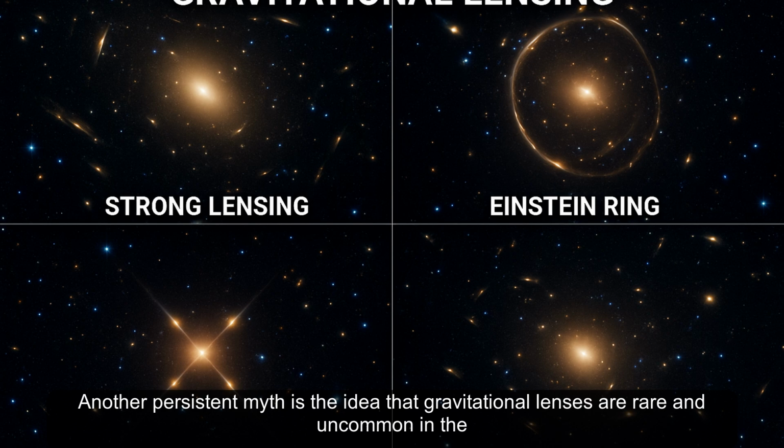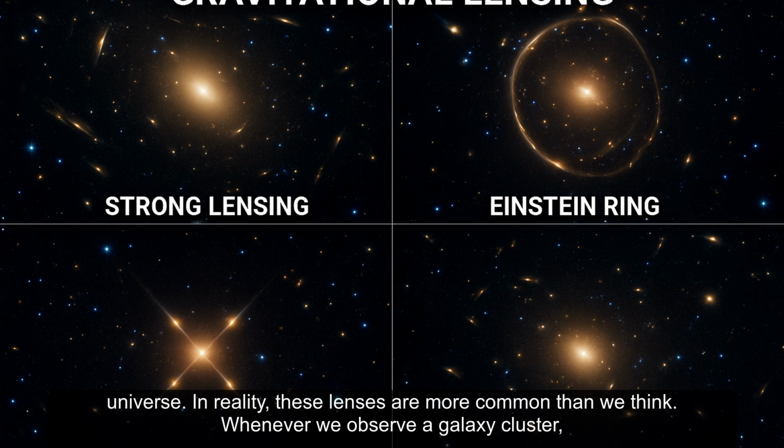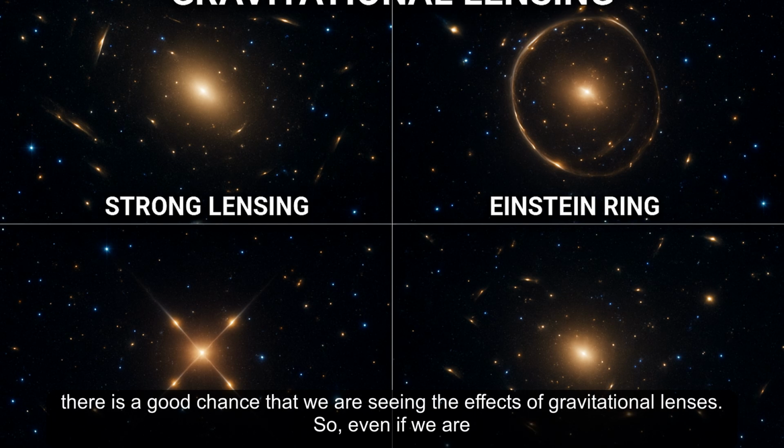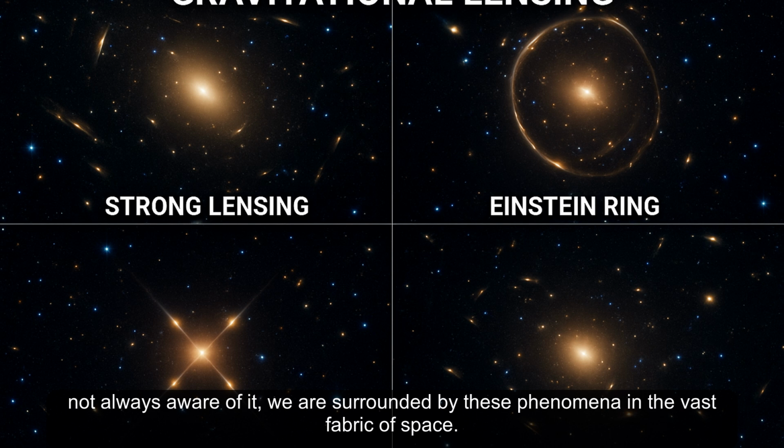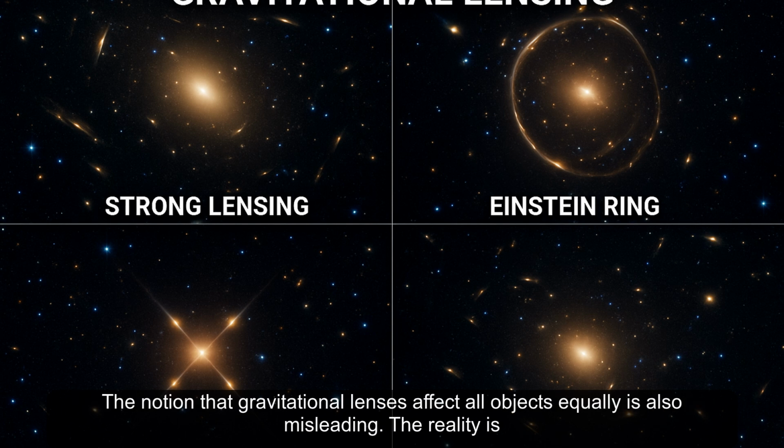Another persistent myth is the idea that gravitational lenses are rare and uncommon in the universe. In reality, these lenses are more common than we think. Whenever we observe a galaxy cluster, there is a good chance that we are seeing the effects of gravitational lenses. So, even if we are not always aware of it, we are surrounded by these phenomena in the vast fabric of space.